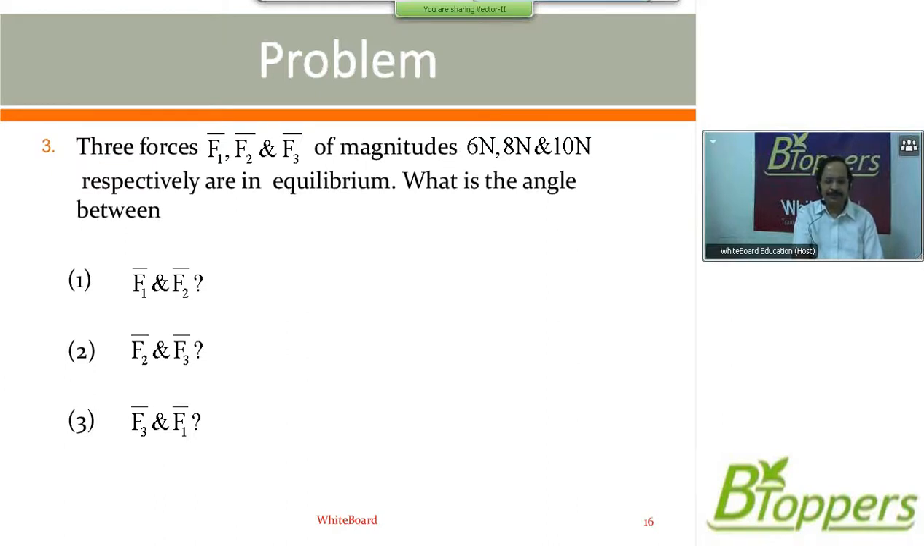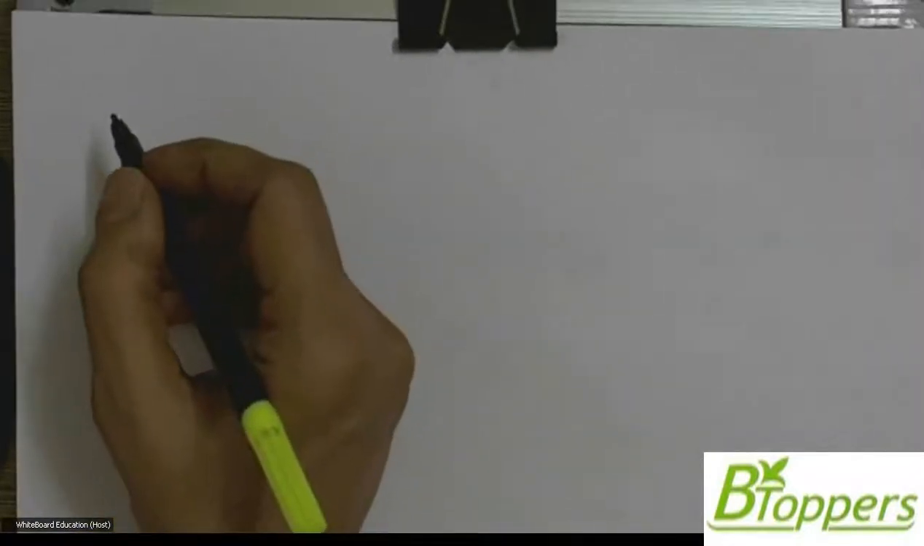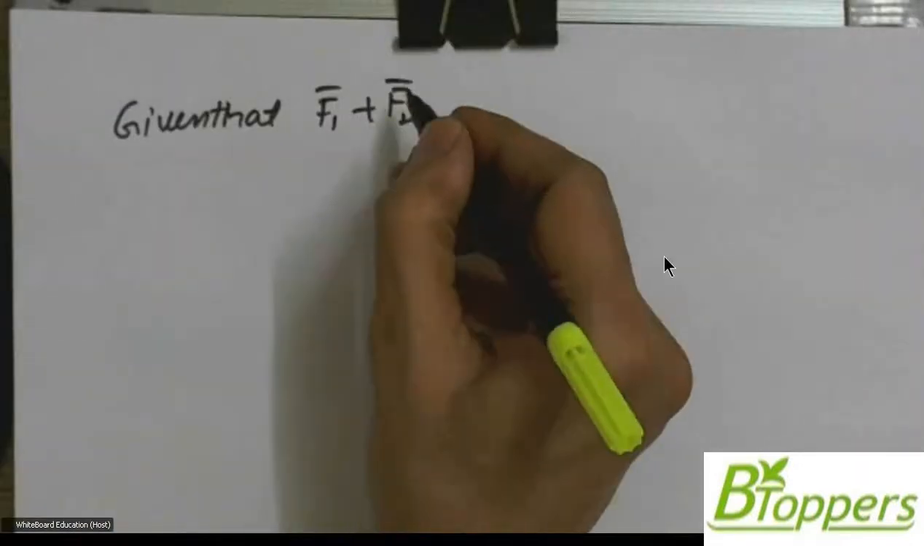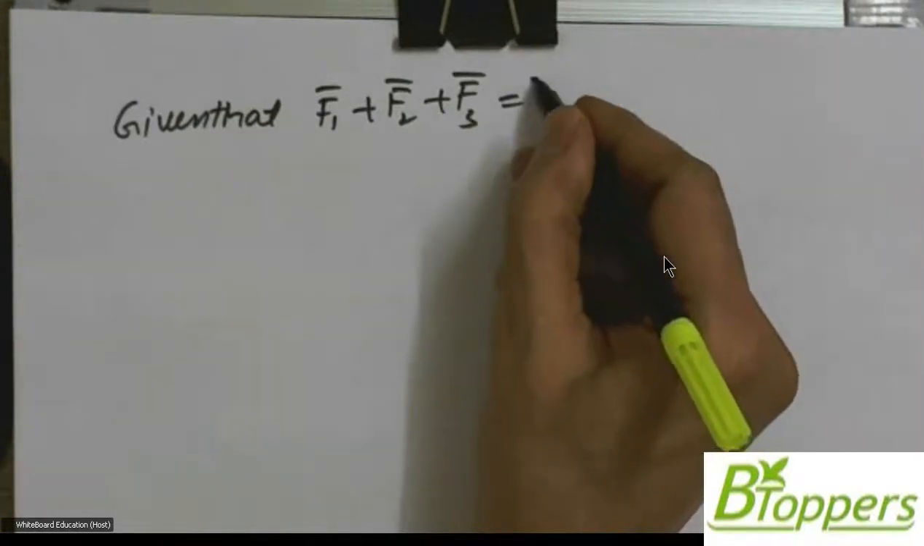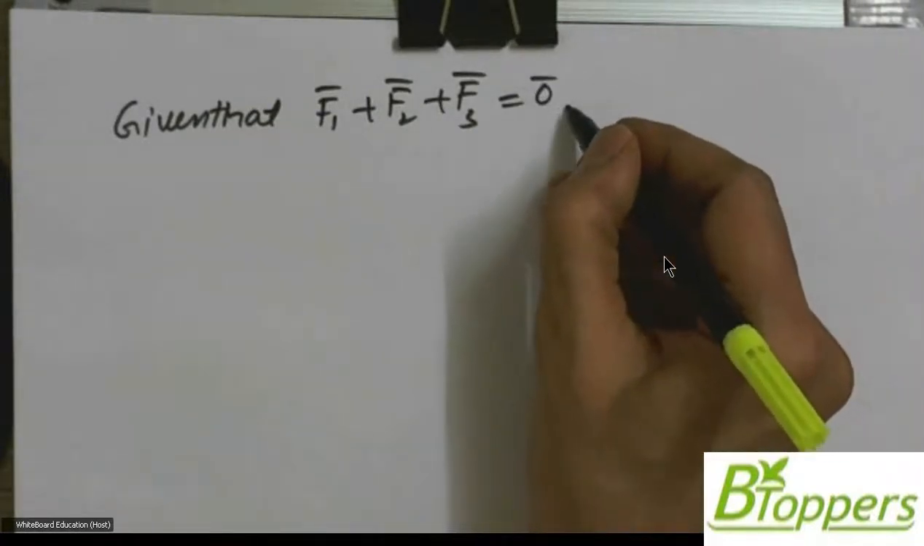Okay, you have tried. Now, in case you want to check up the working, you can see the solution of the problem now. The resultant of the three forces is equal to 0 vector.